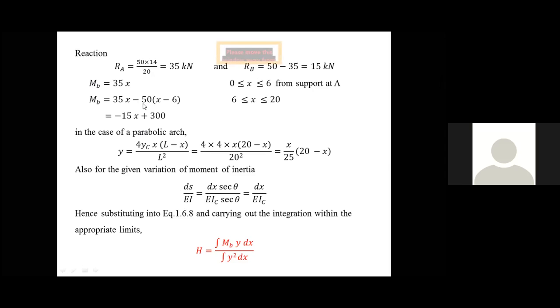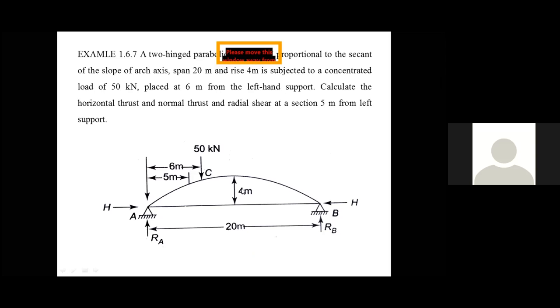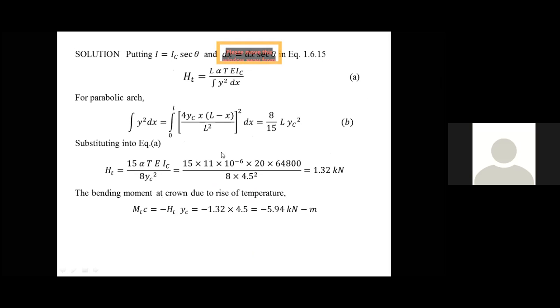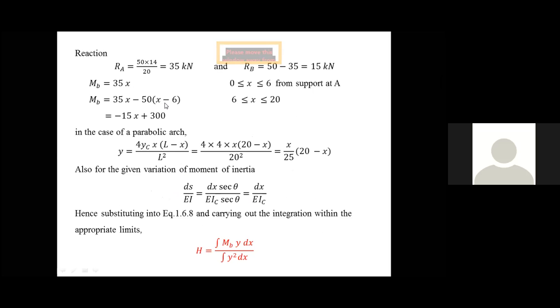Now consider the portion CB, and consider the section XX at a distance X from the left support A, and write the moment equation here. It is 35 into X minus 50 into (X minus 6). The limits are 6 to 20 meters. This simplifies as minus 15x plus 300.